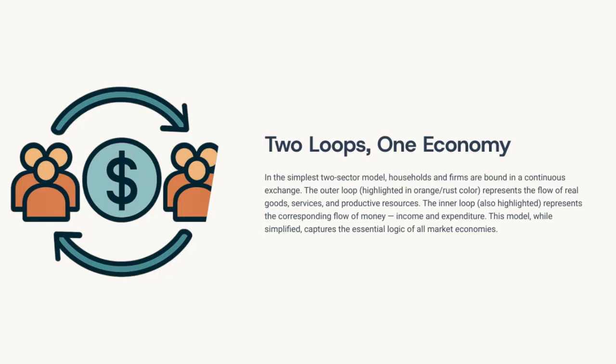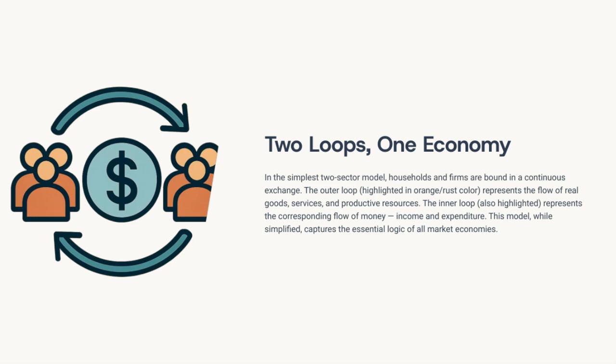Let's take a closer look at this simple two-sector model. At its core, it shows how households and firms are constantly exchanging goods, services, and resources. The outer loop, which we've highlighted in orange or rust, represents the flow of real things, like products, services, and productive resources, moving between households and firms. Think of it as the tangible side of the economy.